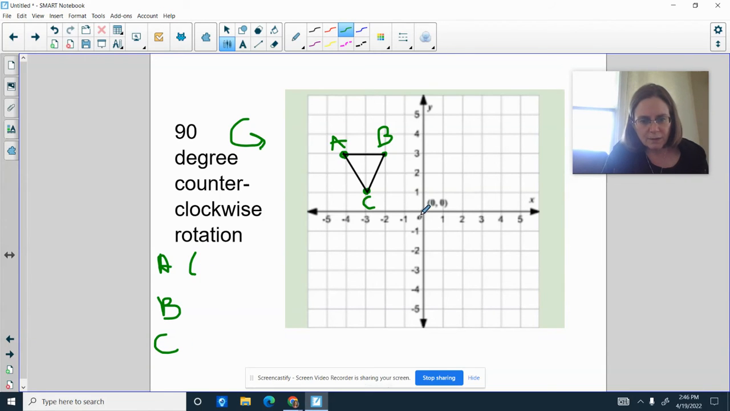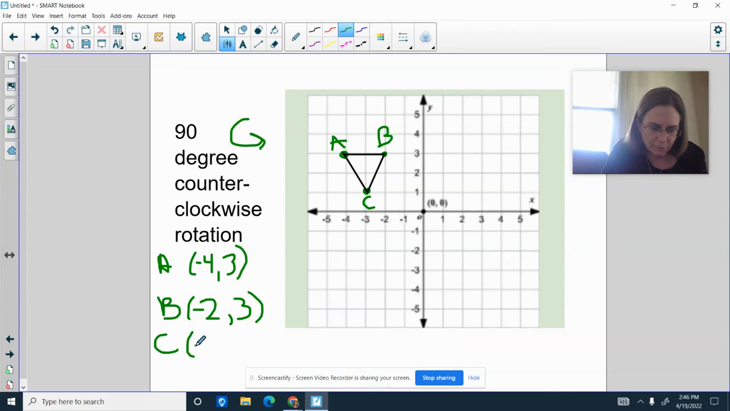So point A, starting at the origin, I'm going to go over to -4 and then up to +3. So that coordinate is (-4, 3). And I do the same thing with B and C. B is over to -2 and up to +3. And C is starting at the origin over to -3, up to +1.